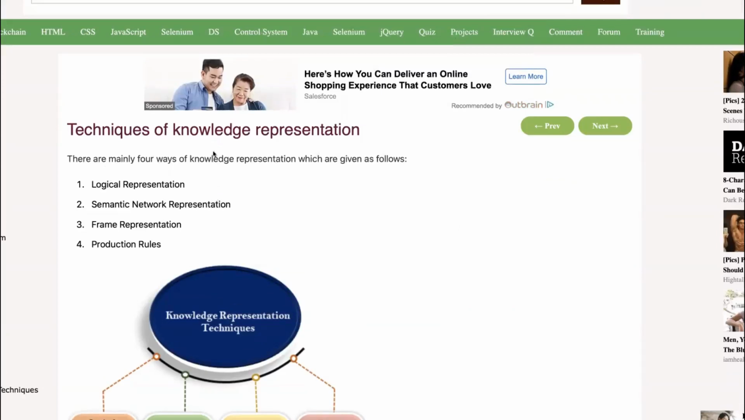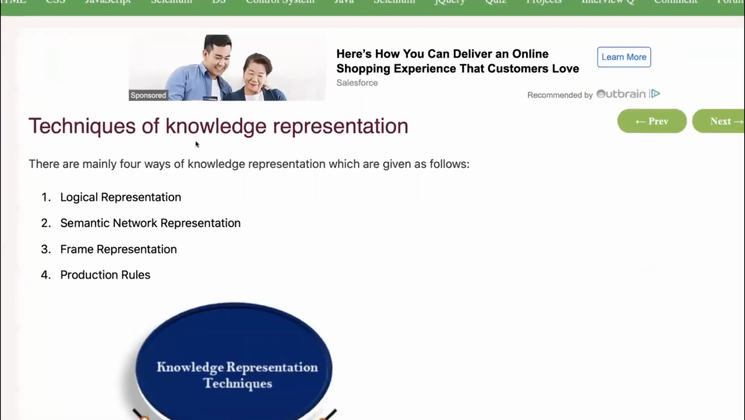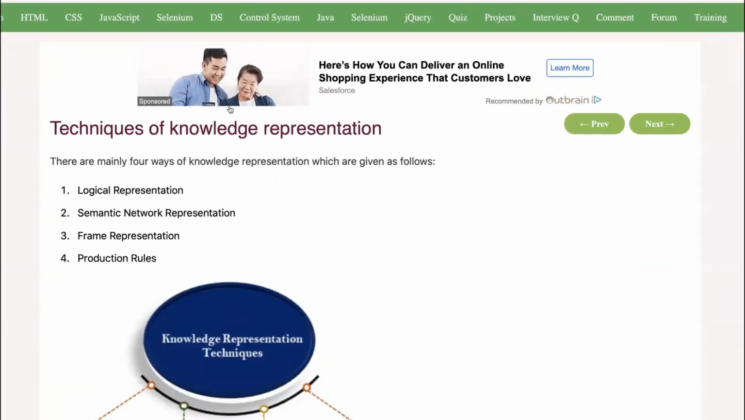So these are techniques of knowledge representation. In the module class, this is mentioned as knowledge representation technologies, the KRT. So we can also think of it as techniques. There are mainly 4 ways of knowledge representation, which are given as follows: ways to represent knowledge in a machine or in our AI agent. But according to your module, there's more. The module or the presentation today will also present just these 4.